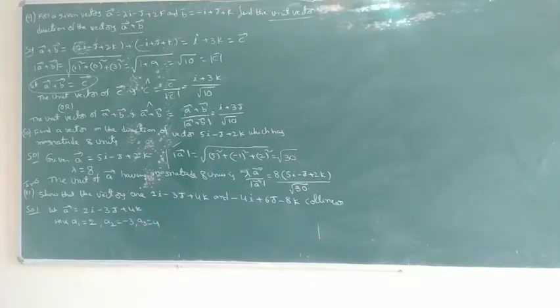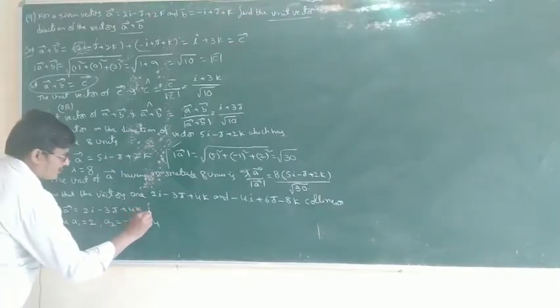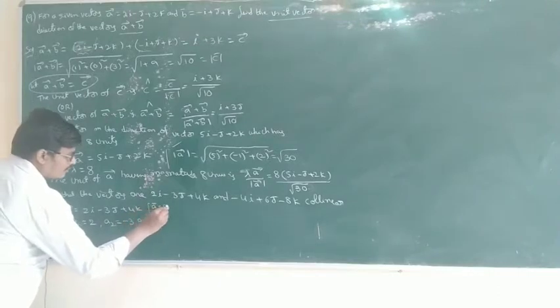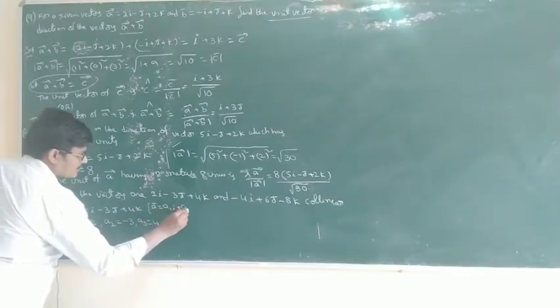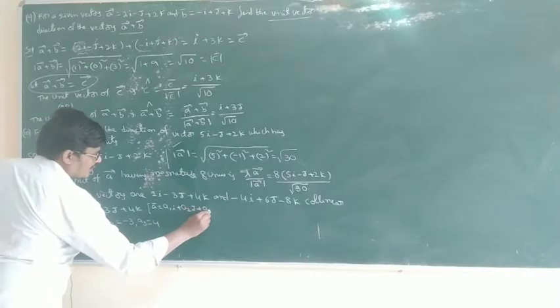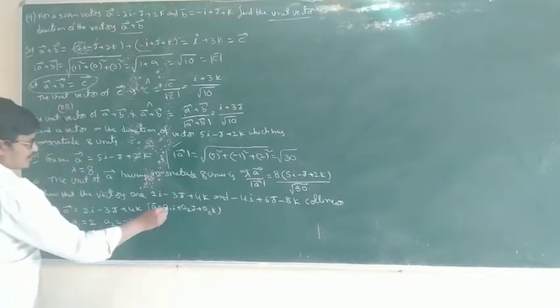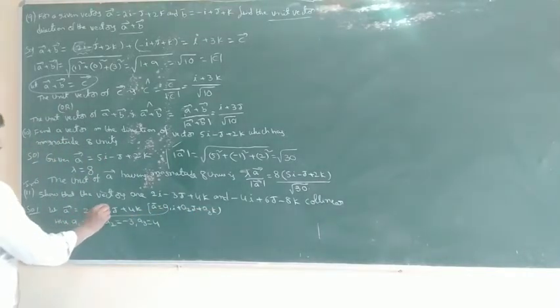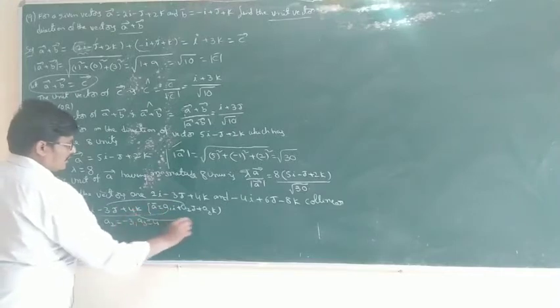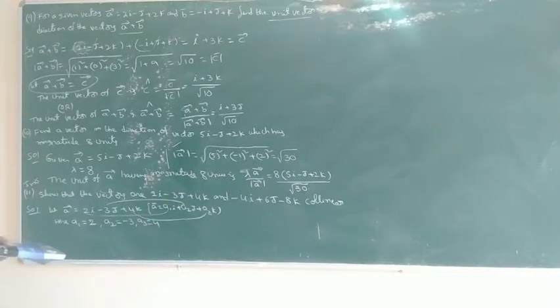Okay, a bar is equal to what? Comparing a bar with a1i plus a2j plus a3k. So a1 is equal to this one, a2 is equal to, a3 is equal to.